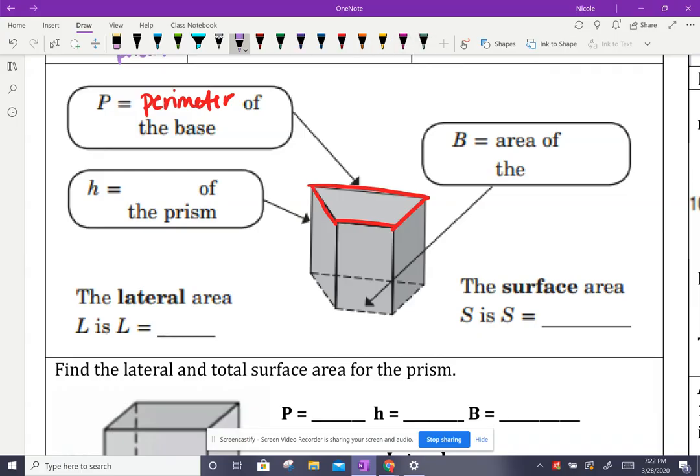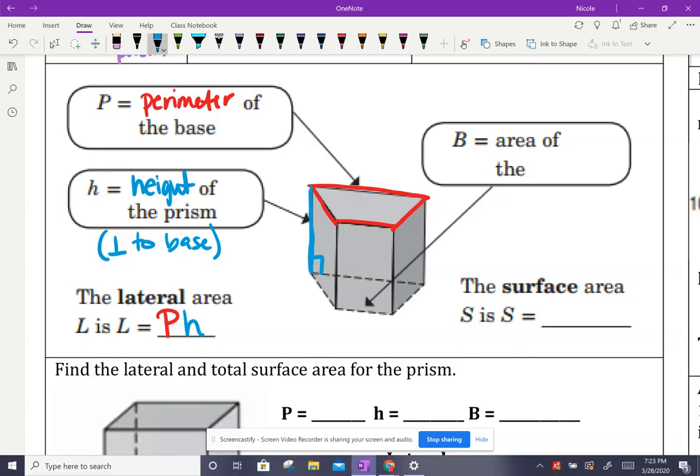I am also going to use the height of our prism. Remember, the height has to be perpendicular to the base. And I'm going to take those two pieces, the perimeter and the height, and that's going to be my lateral surface area. So perimeter times height. That's the lateral surface area.